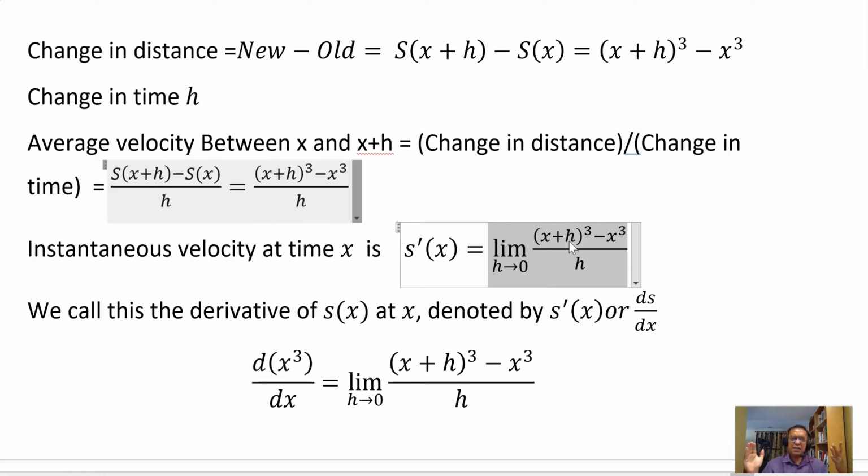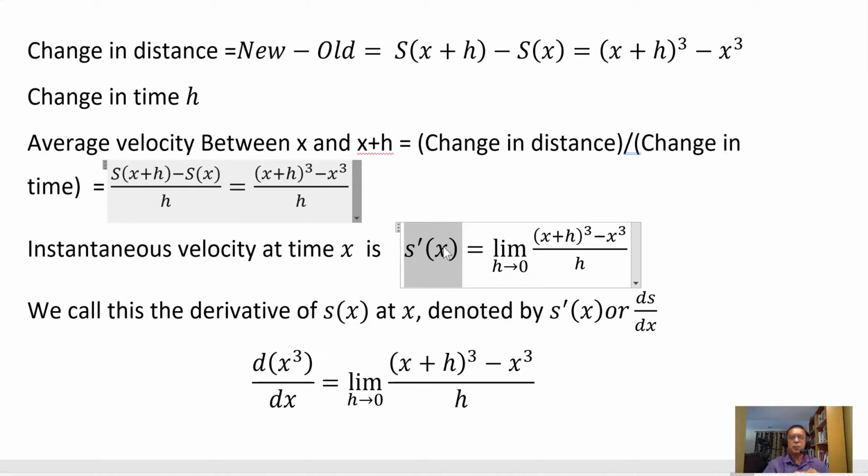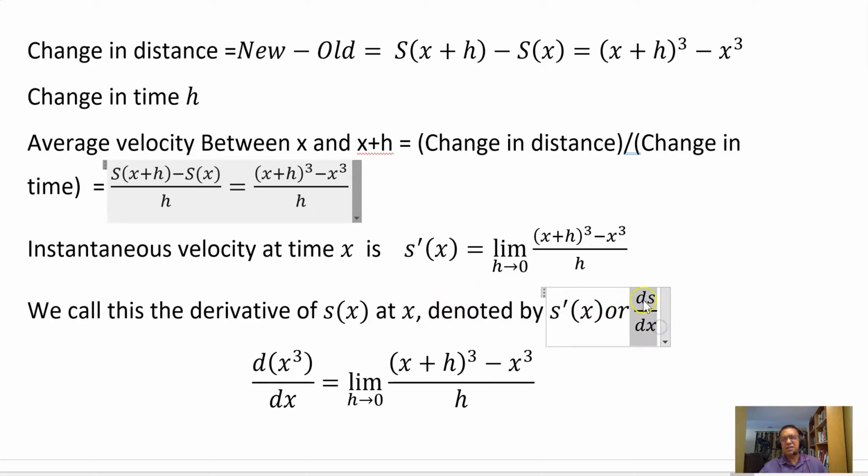We have another name for that. It's the instant velocity. It is also called the derivative of the distance function. Here distance is changing, so it's the derivative of the distance function, and we also denote it by s prime x. s is the function, and s prime x is the derivative. We have another name for that, and that is ds over dx. So it's kind of like a small change in distance over a small change in time. So this limit is very important. That is called the derivative, and that is this limit.